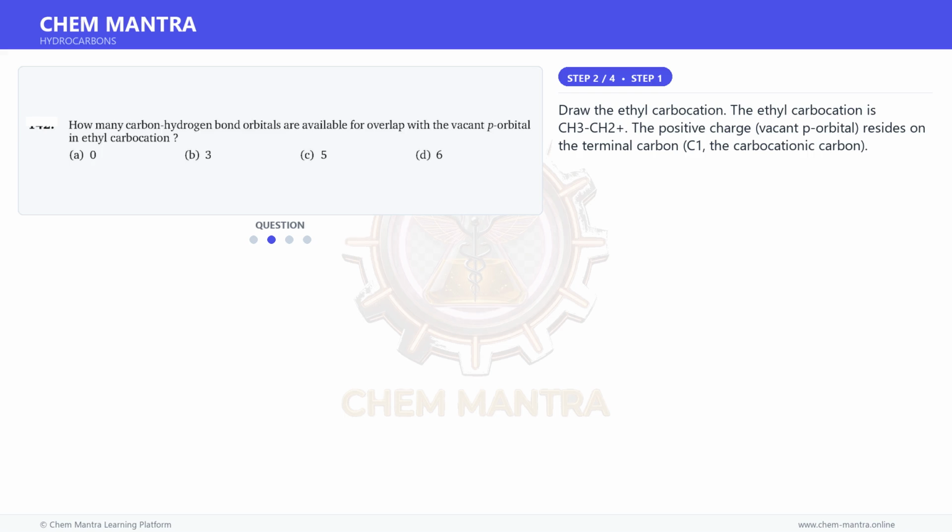Moving on to the next step. Draw the ethyl carbocation. The ethyl carbocation is CH3, CH2+. The positive charge, vacant p orbital, resides on the terminal carbon, C1, the carbocationic carbon.